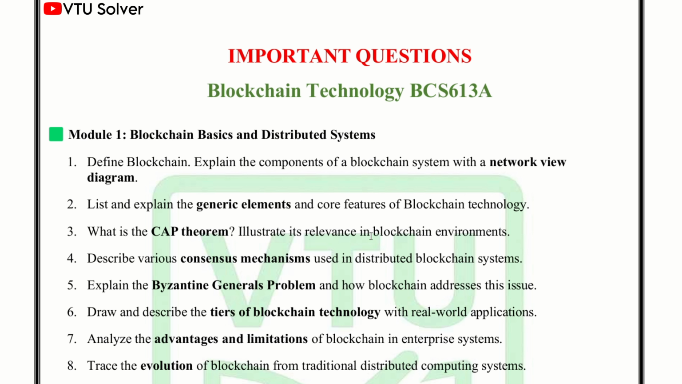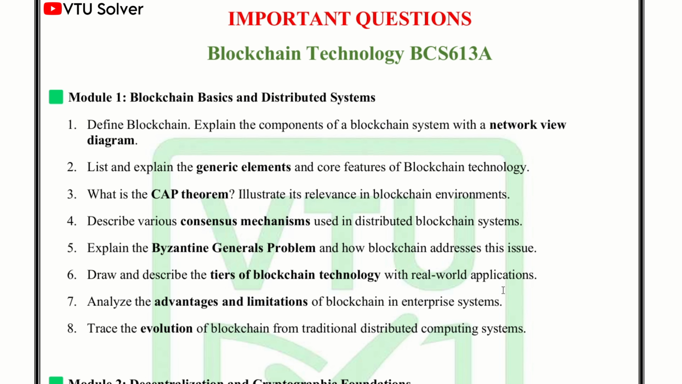Illustrate its relevance in the blockchain environment. Fourth question. Describe various consensus mechanisms used in distributed blockchain system. Fifth question. Explain Byzantine General's problem and how blockchain addresses this issue.